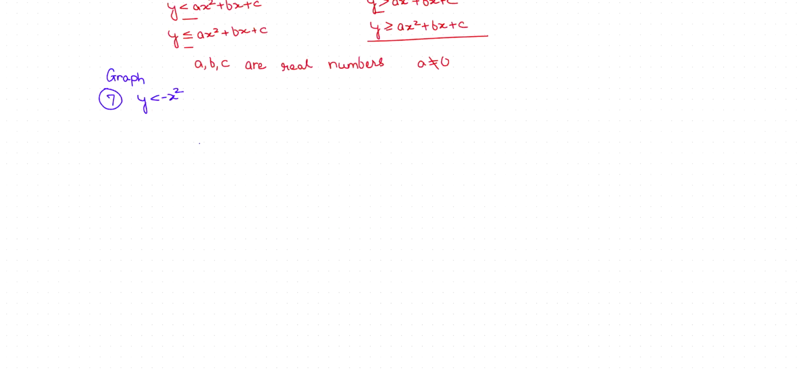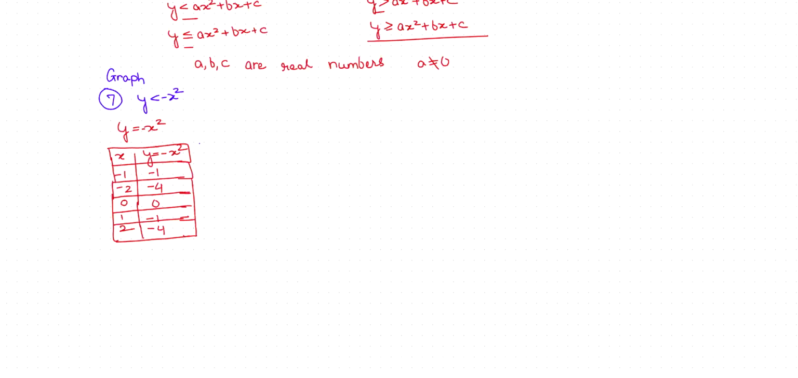So this is question 7. y is less than minus x square, and we have to graph. So first we will make a table for y is equal to negative x square and graph that. So this is a table. We took 5 values for x, and we see that all values are negative because it is y is equal to negative x square. So let's graph now. This is an approximate graph of y is equal to negative x square.